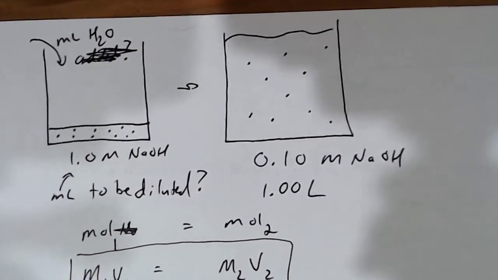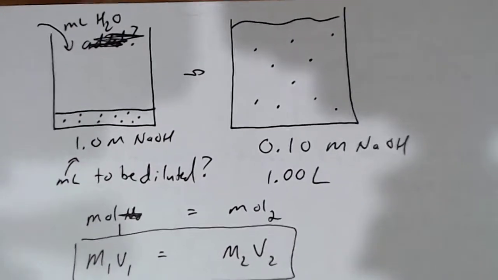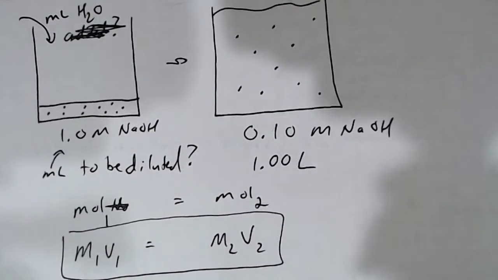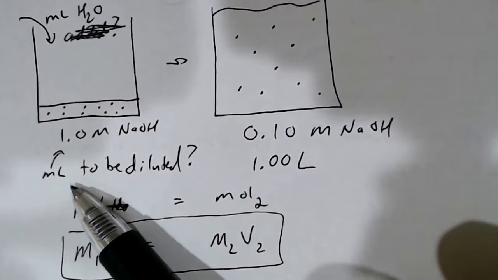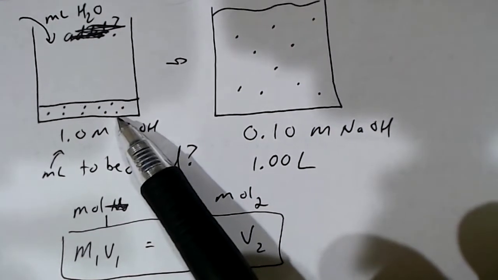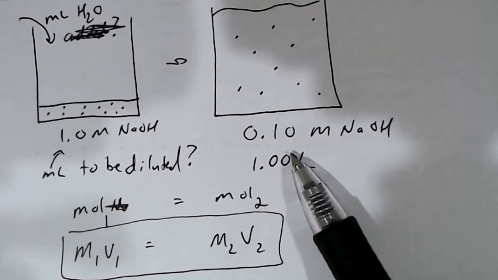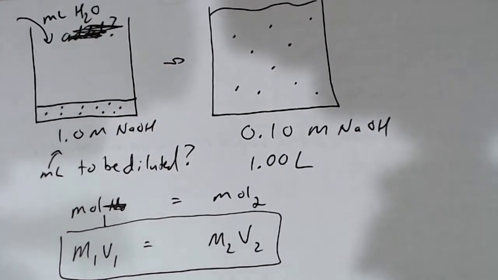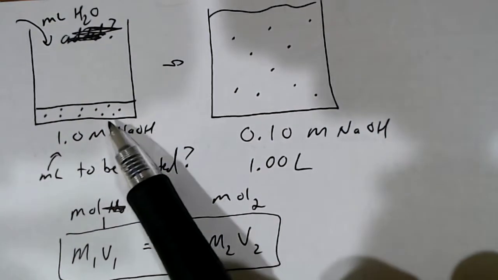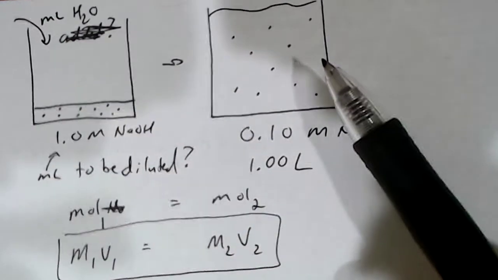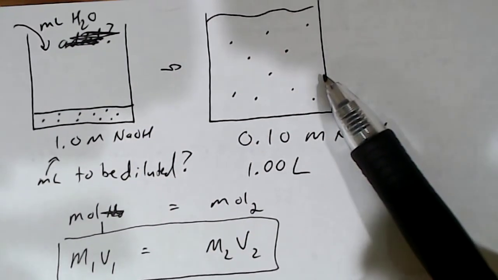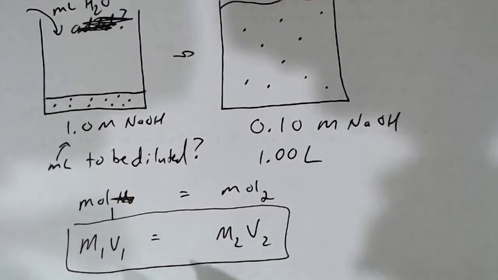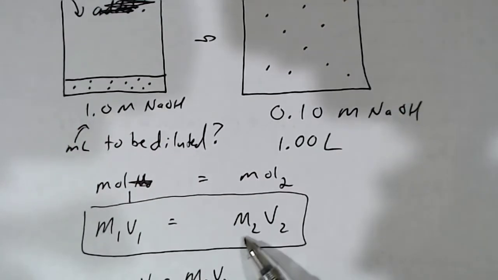Kind of our big question on how to prepare this solution would be, what volume of that original concentrated solution should we start with to make 1 liter of 0.1 molar sodium hydroxide? Okay, and so to solve for any dilution problem, when you start with a certain volume of solution, you want to make a different volume of solution. To solve any dilution problem, you want to use this equation. M1V1 is equal to M2V2.